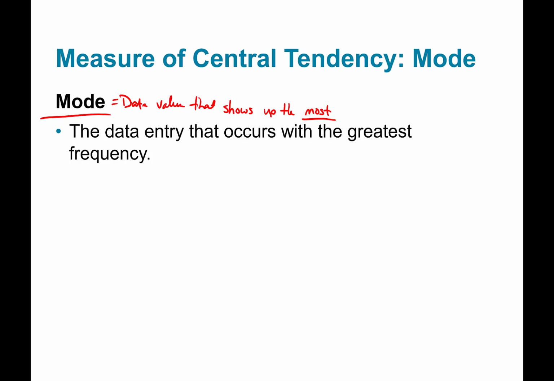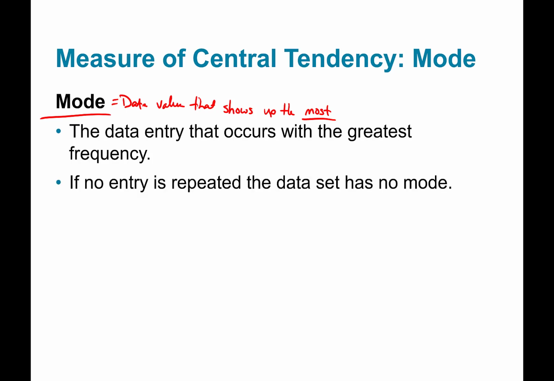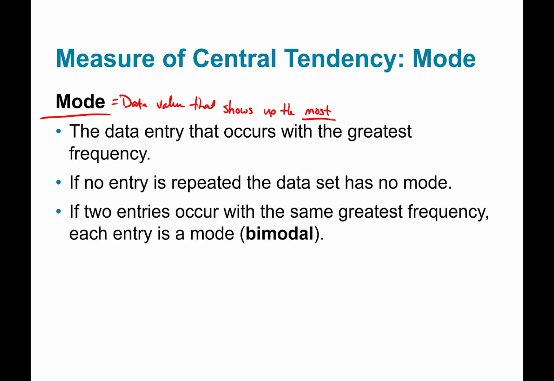Now it is entirely possible that you have no entry repeated within your data set. If that happens, the data set does not have a mode. So not every data set has a mode. But it's also equally possible that you have two entries occurring with the same greatest frequency, in which case you have a bimodal distribution. So remember, bimodal distribution, that's the one where you have the two distinct humps.